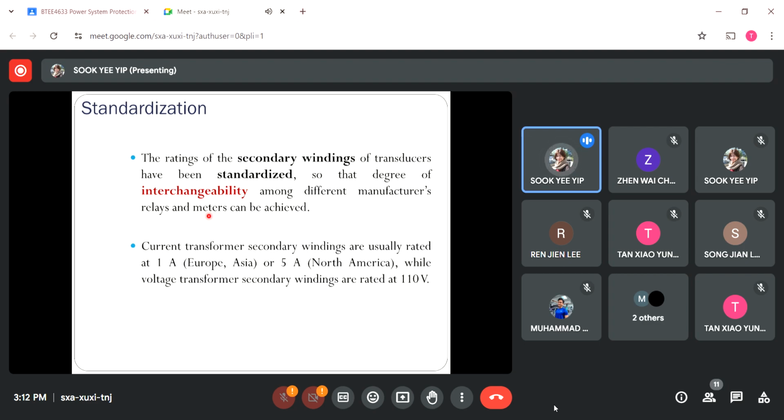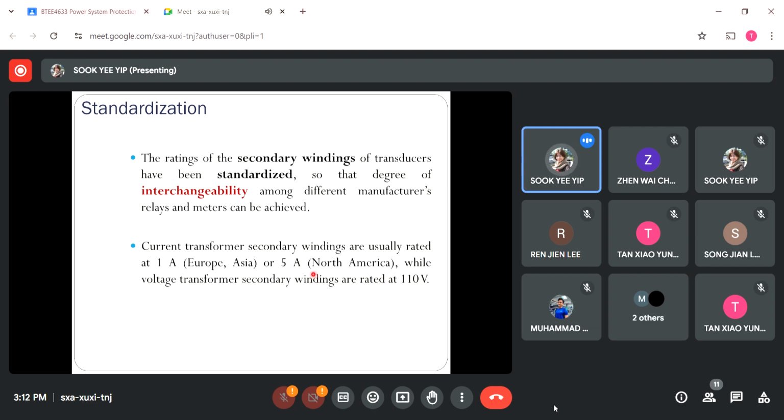For example, if you are staying in regions like Asia or Europe like us, the secondary winding of the current transformer will be rated at 1 amp. Or let's say you stay in North America, the secondary current value will be chosen at 5 amp as the standard value. Whereas for the voltage transformer, of course, its secondary winding will be stepped down to a much smaller value, rated at 110 volt instead.